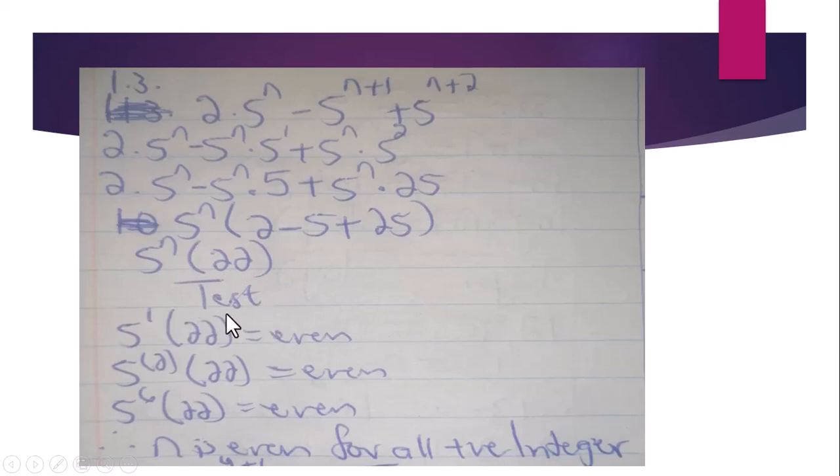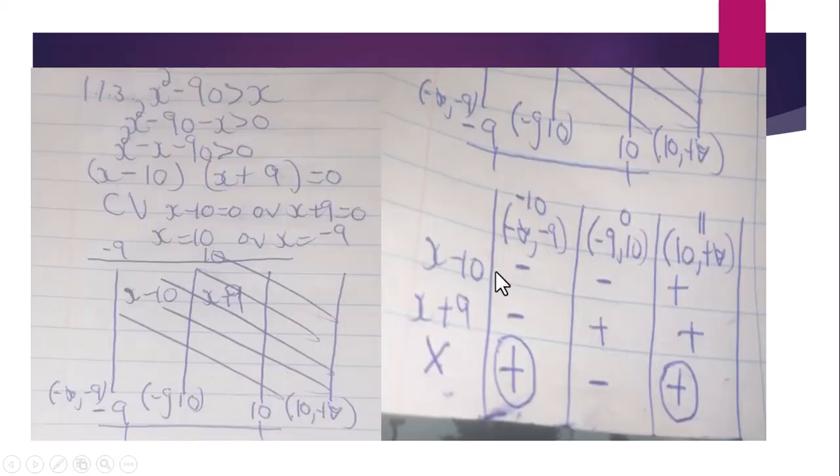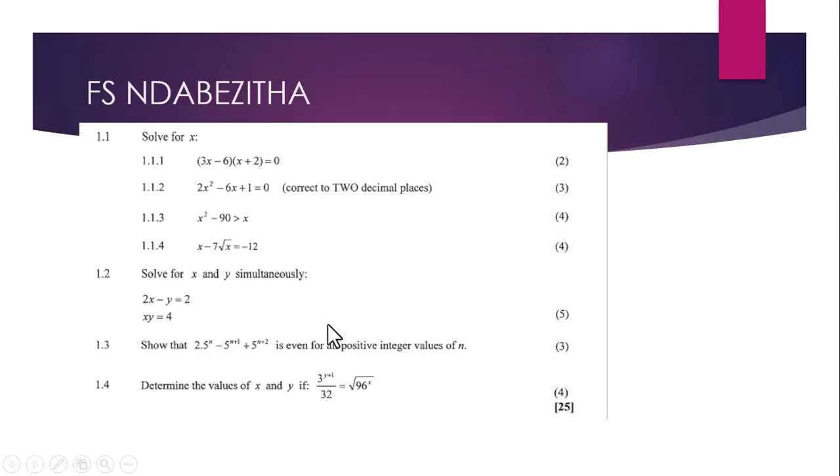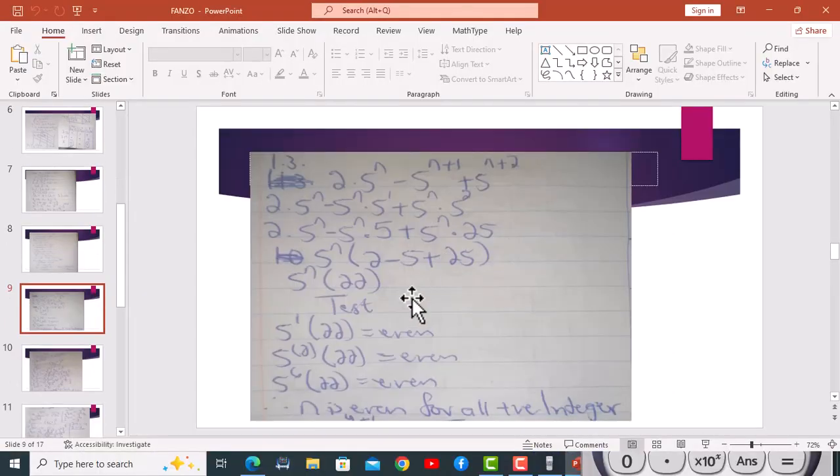And then I ran a test just to check whether I will get this even. Remember what they said. For positive, they said for all positive integer values of n. Positive integer values of n. Alright, and then what is it that I did? I started first with a positive integer value of n, and I substituted 1 and I get an even number. Let me show you what I did.